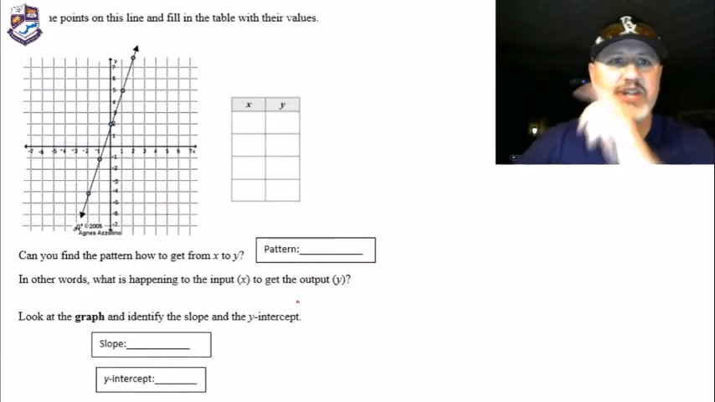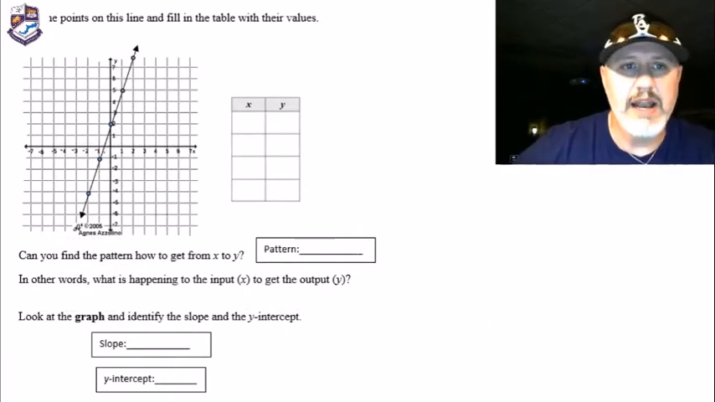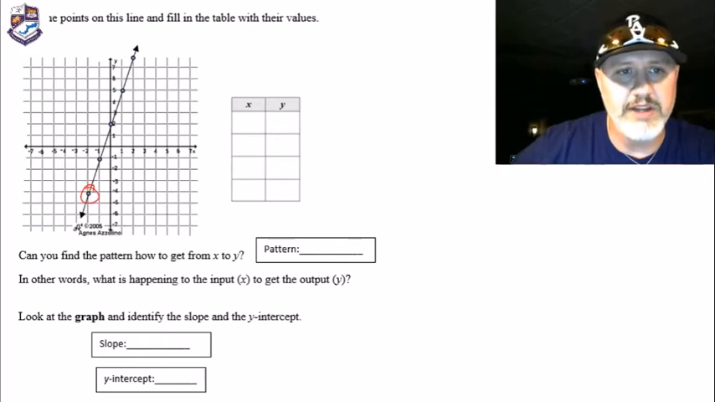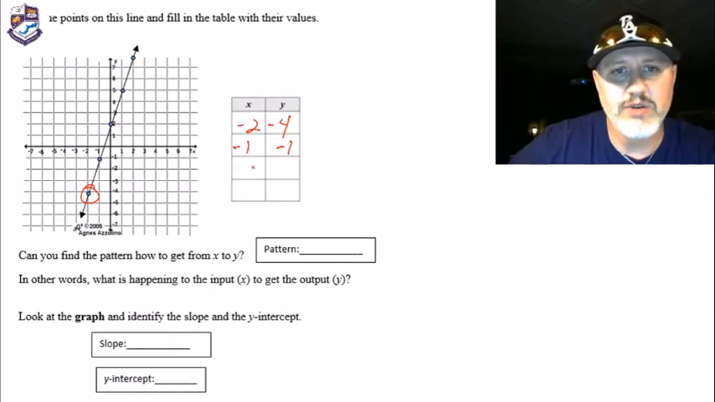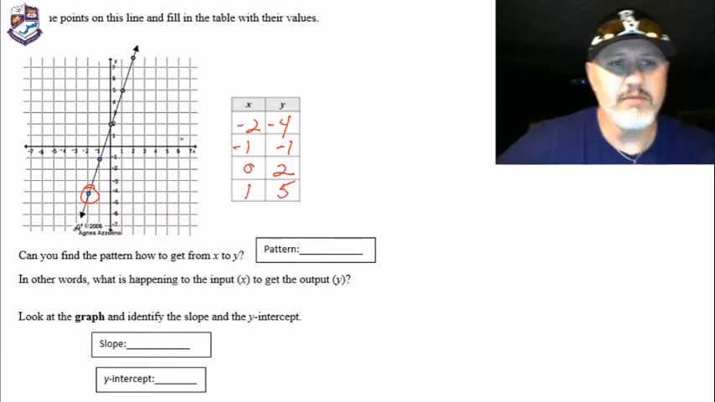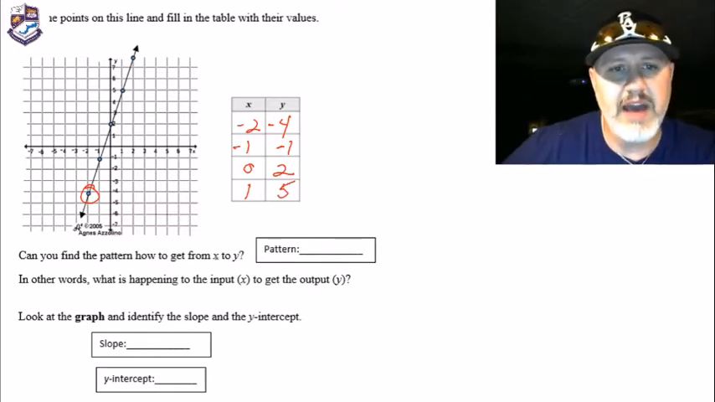All right, so let's check this out. I got a graph here, and I'm just going to label my points. This is -2, -4. This is -1, -1. This is 0, 2. And this is 1, 5. There's another point, but I don't need to use it. All right, and it says, can you find the pattern to get from X to Y? So how do I go from this to this?